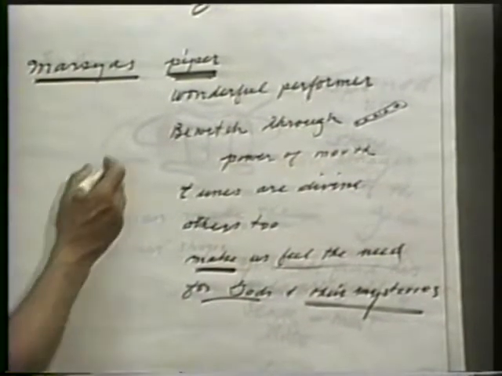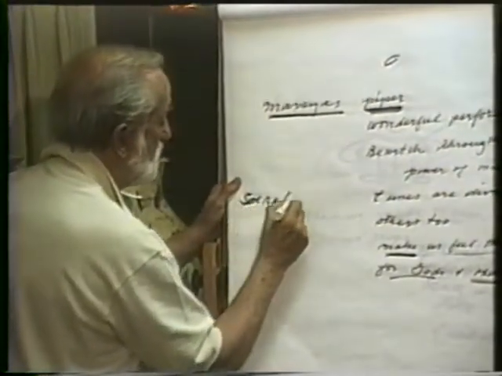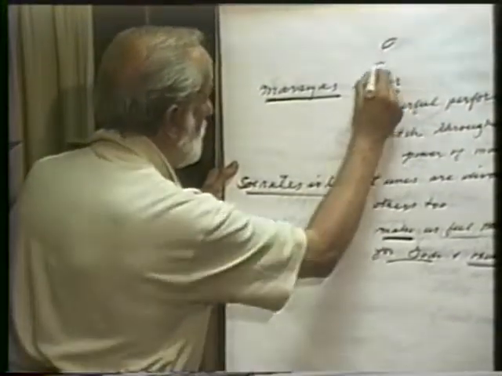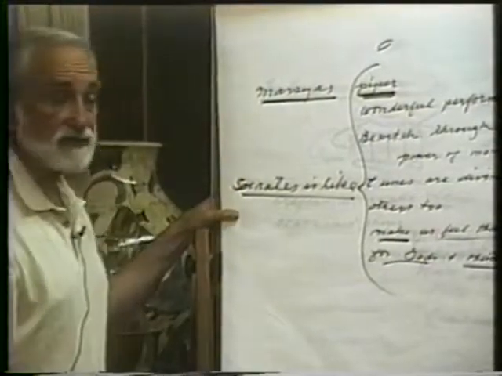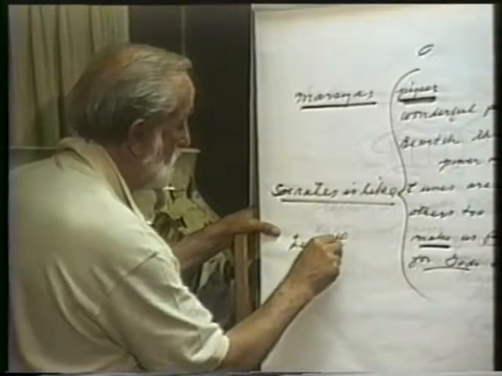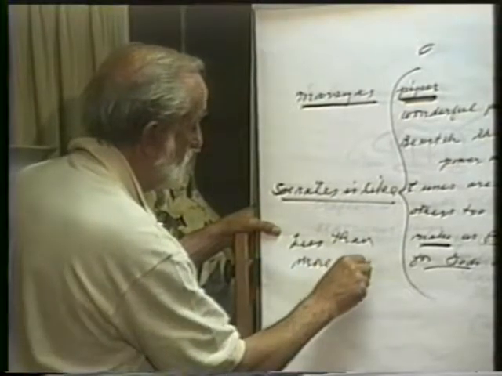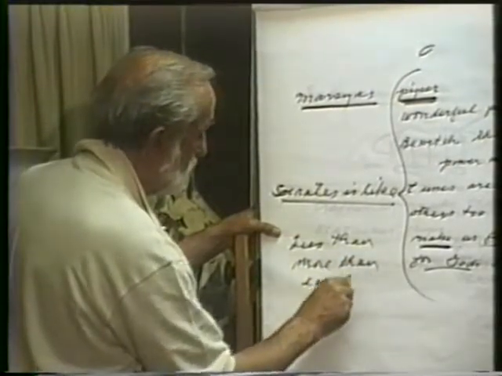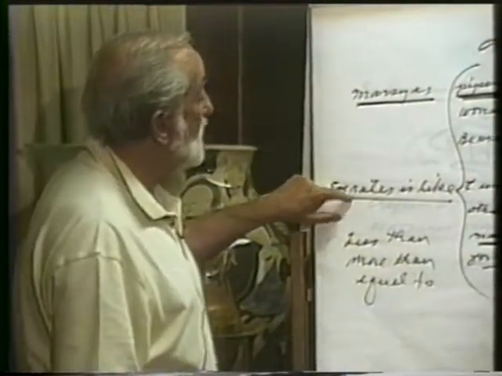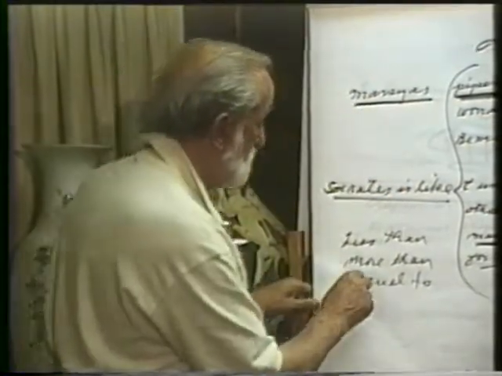Now, if these are the qualities of the Marsyas, and if we say Socrates is like him, then we have to see to what extent we can say he is less than, more than, or equal to. Because if he is in every way exactly like the Marsyas, then he's not like a Marsyas, he is a Marsyas. So we'll hold that.